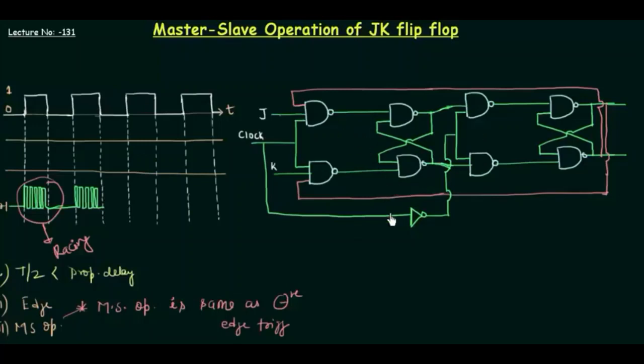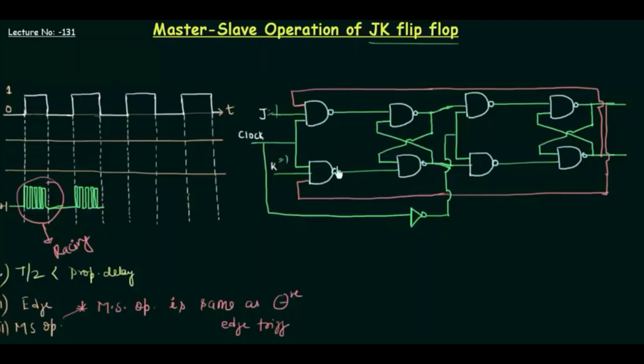It can be implemented for SR as well as D flip-flop. There is no problem in doing that, but in this presentation we are going to discuss JK flip-flop. So what is the effect of complementing the clock? Let's see. For example, if J is 1, K is 1 and clock is high, so what will happen?